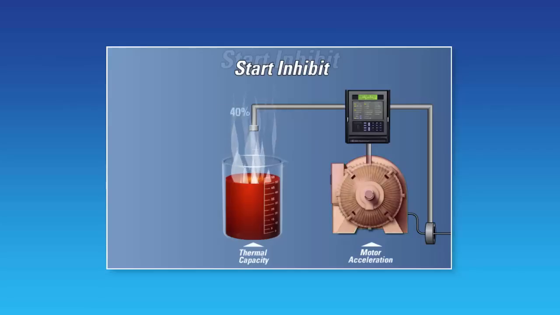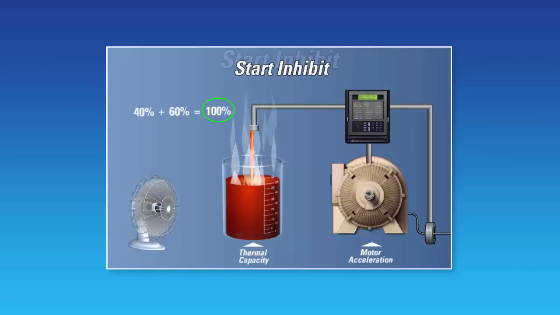Assume that a motor requires 40% of its thermal capacity to start. If the motor had been running in an overload condition prior to stopping, the thermal capacity used would be some value, say 80%. Under such a condition, if the relay had the start inhibit feature enabled, the relay would lock out the motor start until the thermal capacity used of the motor had dropped to 60%, such that a successful motor start could be achieved without the thermal capacity used exceeding the volume of the vessel.